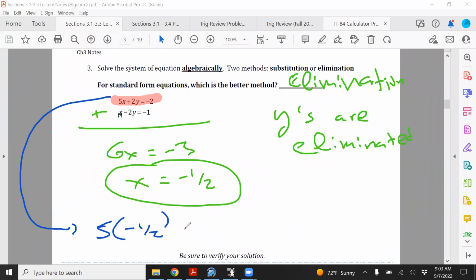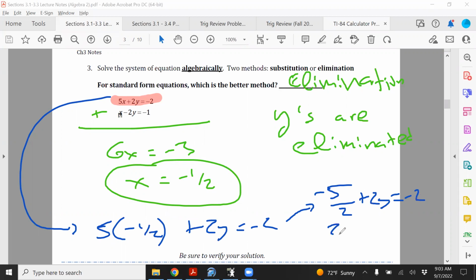5 times -1/2 plus 2y equals -2. -5/2. These numbers all suck. They do. They're not great. I know, they're kind of crappy numbers. -0.5 and 0.25. I think you get 1/4, if I'm not mistaken. Yeah, 1/4 sounds correct to me. So -1. Yep. Yeah, 4 and 4. Again, the fractions can be a little nasty.